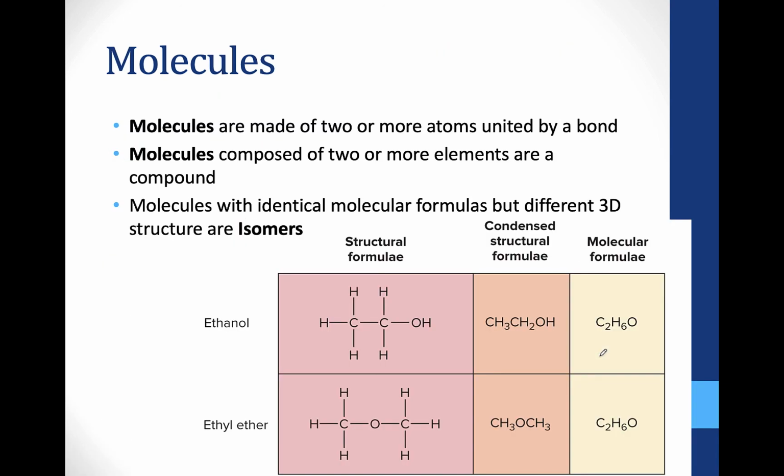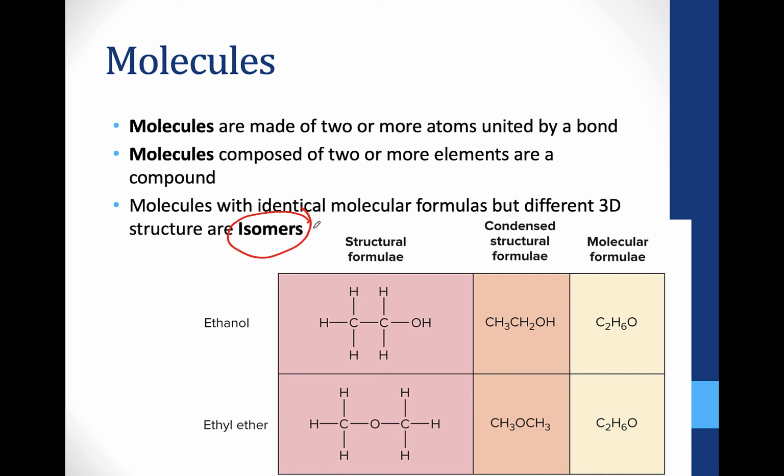A molecule is made up of 2 or more atoms united by a bond. So when we have 2 or more different elements, we typically call this a compound. I'm not going to get too picky about that. I usually just call everything a molecule.